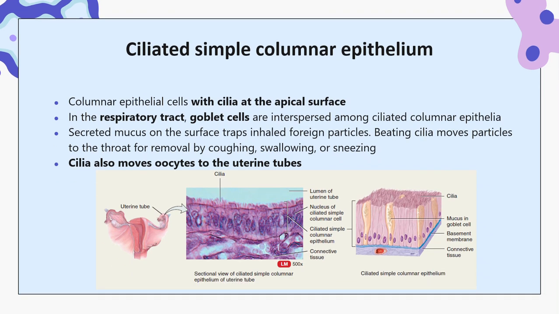Next is ciliated simple columnar epithelial tissue. As it is ciliated, cilia are present at the apical surface. Ciliated simple columnar epithelial tissue is present in the respiratory tract, and it contains goblet cells interspersed among the ciliated columnar epithelial cells. Goblet cells are important for the secretion of mucus, and that mucus on the surface traps inhaled foreign particles.